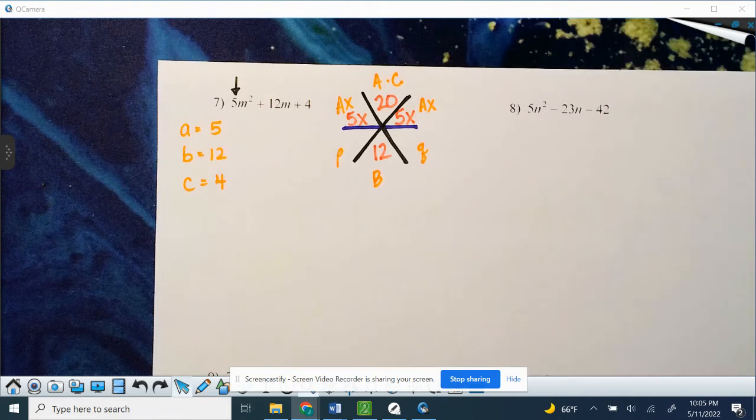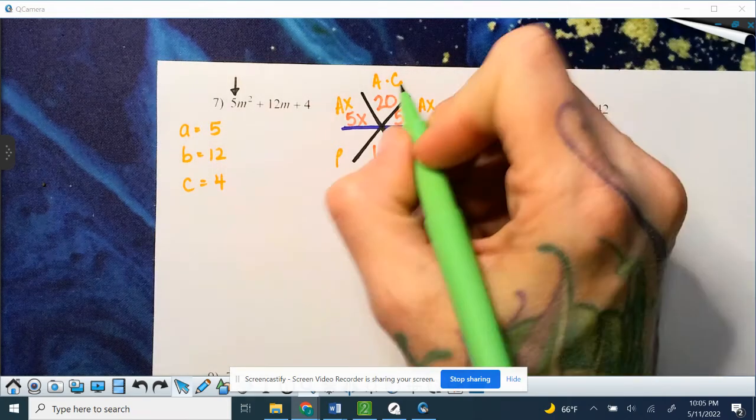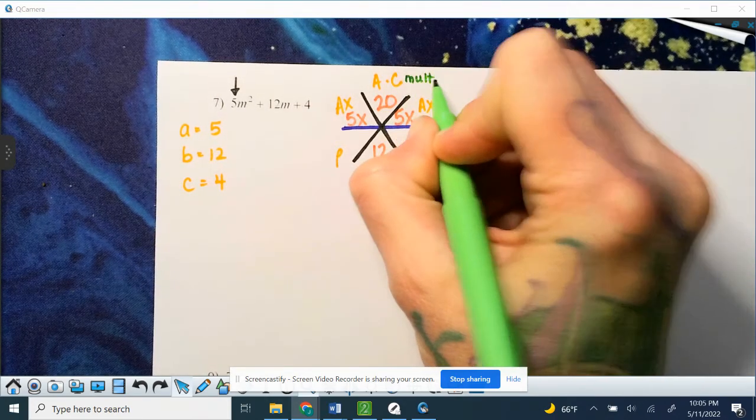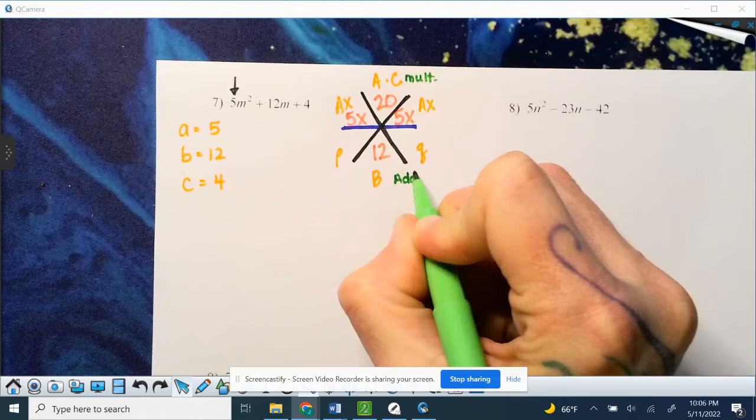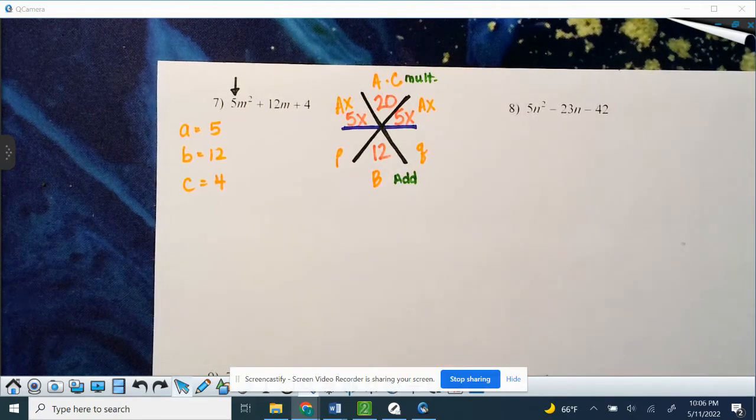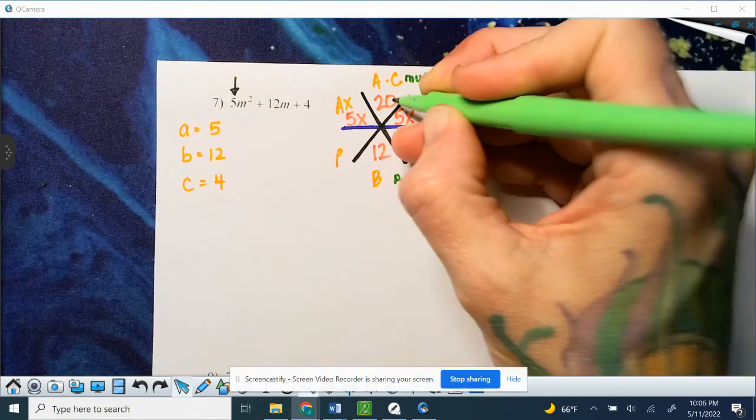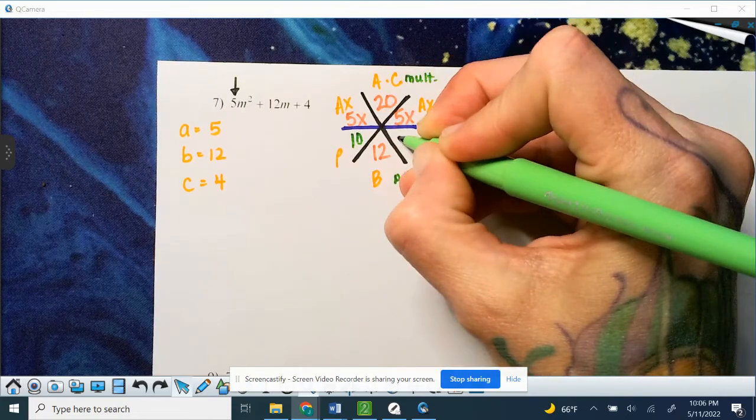Now, what we have to decide is what two numbers can I multiply together to get 20 that add together to get 12. So this is still exactly the same as our diamond method. What multiplies to get 20 and adds or subtracts to give us 12? 10 times 2 gives me 20, and 10 plus 2 gives me 12.